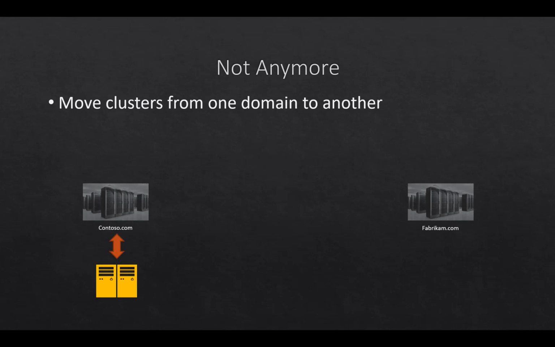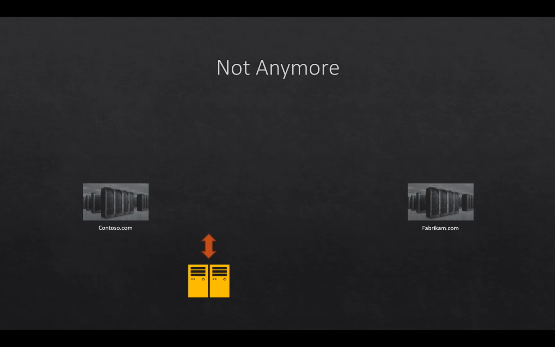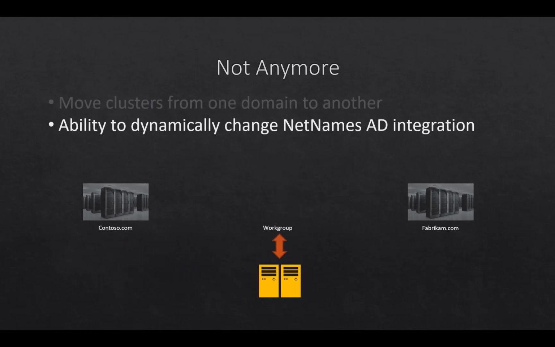Now you can simply move clusters from one domain to the other with simply a PowerShell command. Or commands, I should say. It has the ability to dynamically change network names and AD integration. So you can run a PowerShell command to change it from a domain to a work group. When you change it from a domain to a work group, it will remove the objects from the previous AD. Treat it like a normal work group cluster at that point.